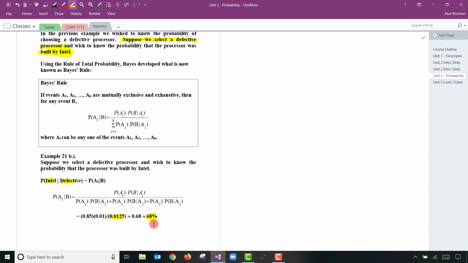I think that's enough for Unit 2. In the next unit, we'll move on to discrete probability distributions. But that's enough for today.